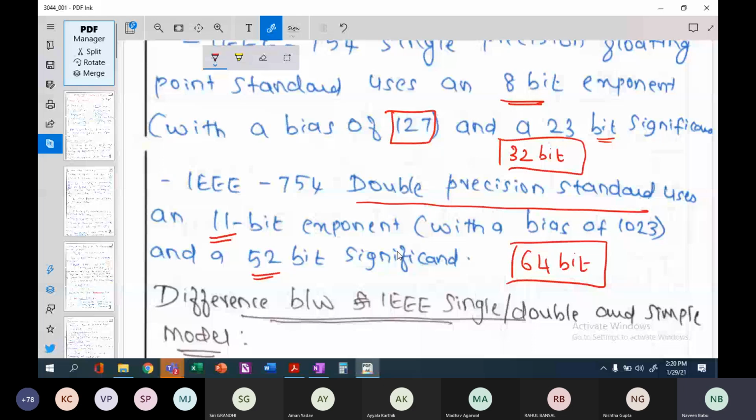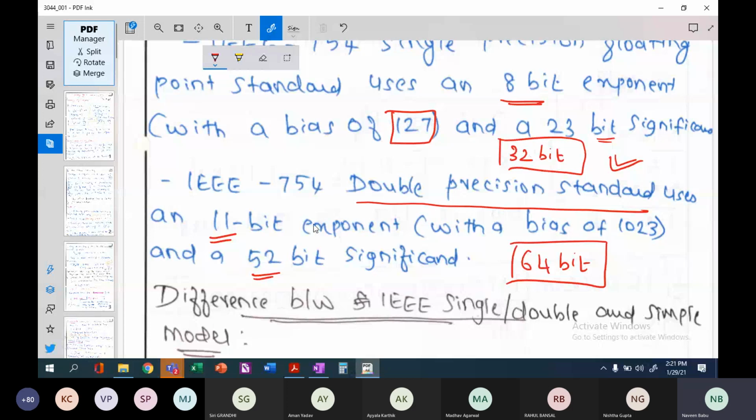Whenever you are asked to represent any floating point number in IEEE standard, always first go for the single precision method. If you are doing hand calculations, the single precision method is fine. Unless otherwise specified, only then do you go for the double precision standard representation. Otherwise, you can stick to the single precision standard method.